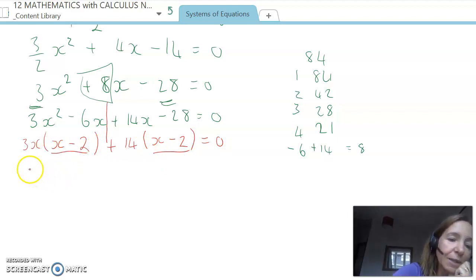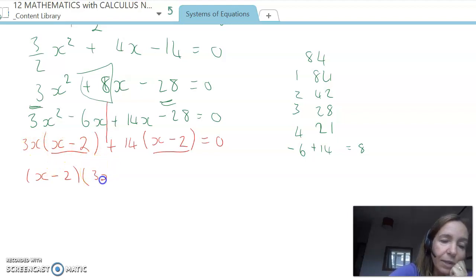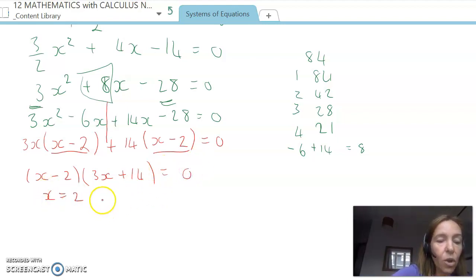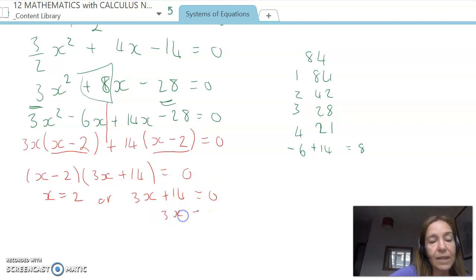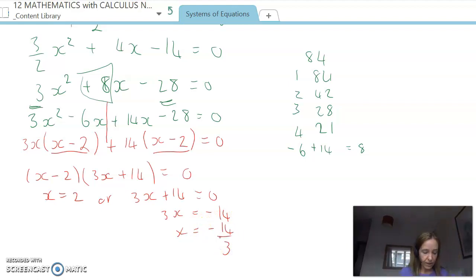I'm going to factorize out my common bracket of x minus 2. 3x times x minus 2 gives me that, and 14 times x minus 2 gives me that. So there are my two brackets. So x minus 2 equals 0, or 3x plus 14 equals 0. So 3x equals negative 14, x equals negative 14 over 3. I could simplify that, but I'm just going to leave it at that for now. So those are my two x values.